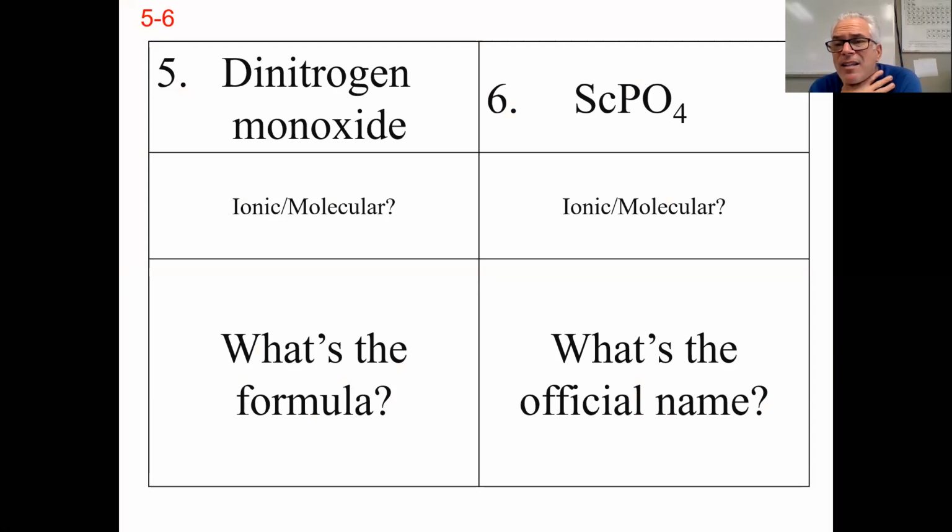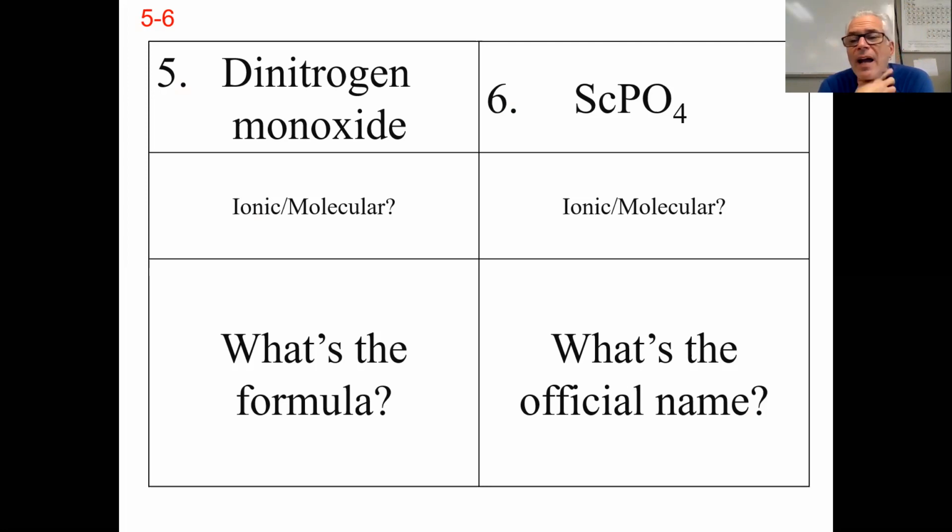Number 6, Sc. Where the heck is Sc? Element 21. It's the very first transition metal. Metal. If it's a metal, it's got to be ionic. It's going to be bonded to phosphorus and oxygen? What the heck? Better check table E, because that's where PO4 is. PO4 is a polyatomic anion.